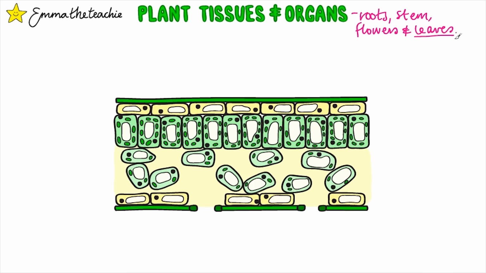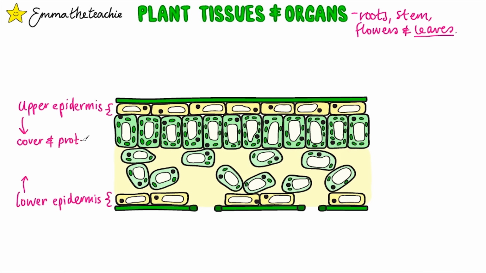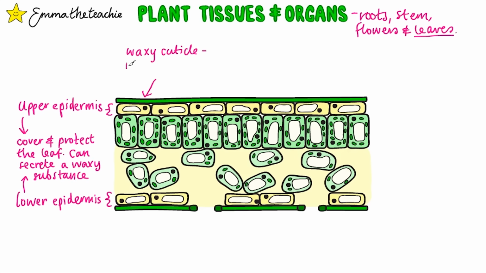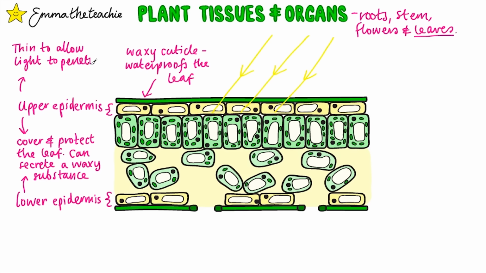So first up, we have the epidermal tissues. We have got the upper epidermis and the lower epidermis. These both cover the surface of the plant and protect it. They can also secrete a waxy substance, which we call the waxy cuticle. This waterproofs the leaf, which minimizes water loss. You'll also notice that the upper epidermis is quite thin. This allows light to penetrate through to the next layer.